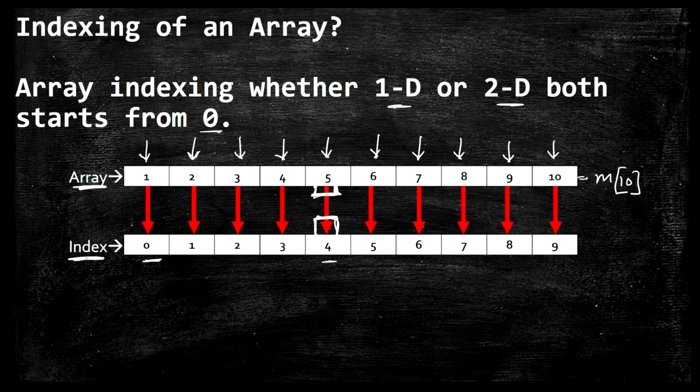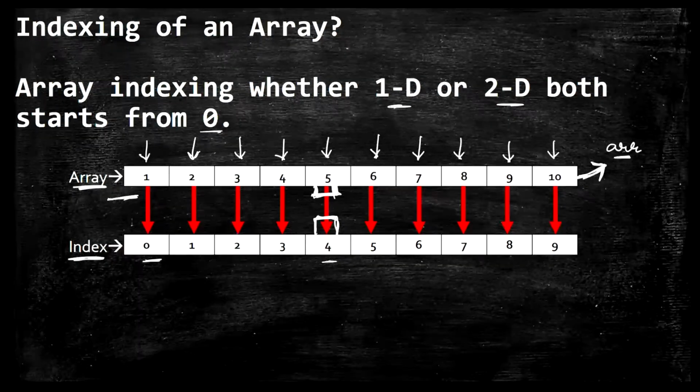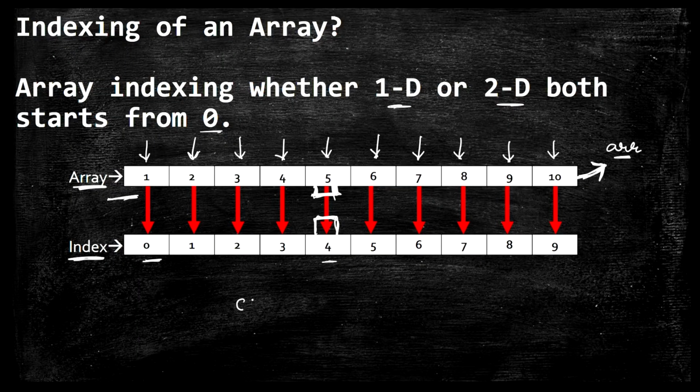Alright. So if I want to access this 5, how will I refer to this? Suppose this is my array, and the array has a name, say arr. So how will I access this 5? I will write arr in bracket 4. So what will this refer to? This will refer to this position, and what does this position have? This position has the value that is 5.